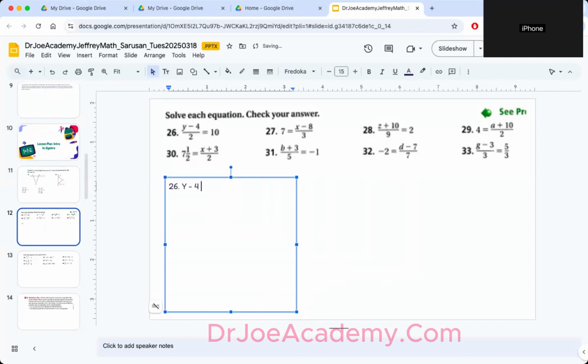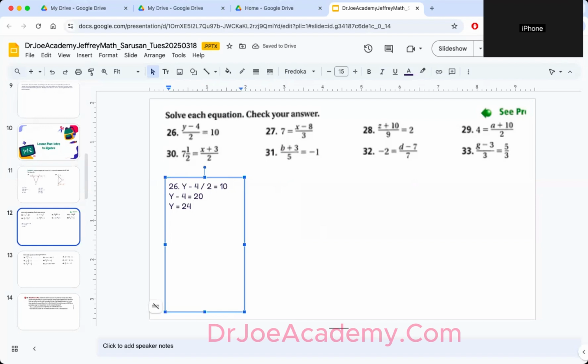Okay, so we got y over 4 divided by 2 equals... Can you move the 2 to the other side? Yep, we're going to move the 2 to the other side. So it's y minus 4 equals 20. Perfect. Okay, so that means y equals 24. All right. Excellent. Very well done. Pretty straightforward.